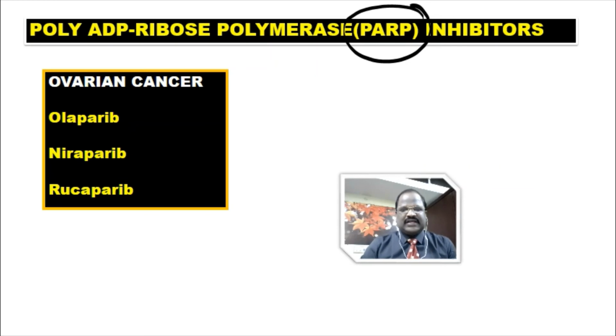Look at the spelling, doctor. All the drug names end with "parib", that is poly-ADP ribose polymerase inhibitor called PARP. Olaparib, niraparib, rucaparib are useful for treatment of ovarian cancer. So the question will be: find out the PARP inhibitor useful for ovarian cancer. Think of these drugs.